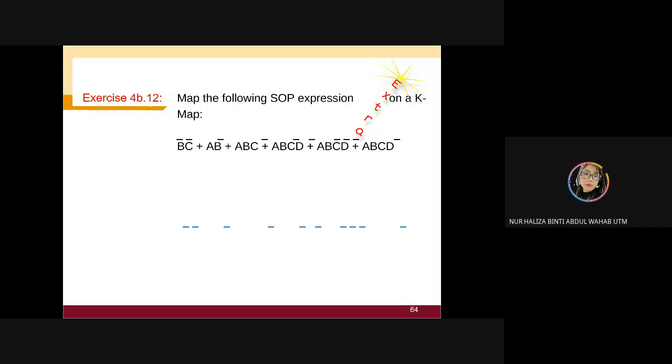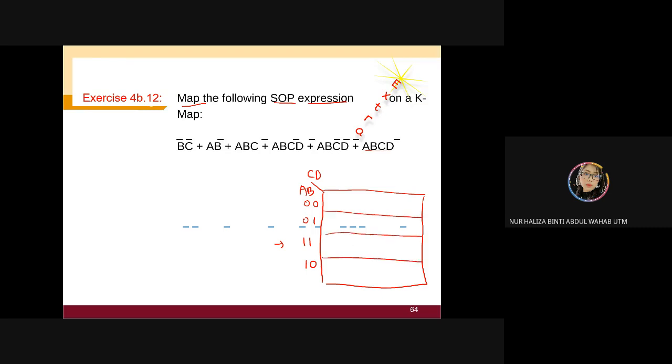Okay, this one you have an example. We can try to do it. Map the following SOP expression. First, let me draw the K-map. I'm going to have 4 variables, A, B, C, D, with 0, 0, 0, 1, 1, 1, 1, 0, and then here I have 0, 0, 0, 1, 1, 1, 1, 0.